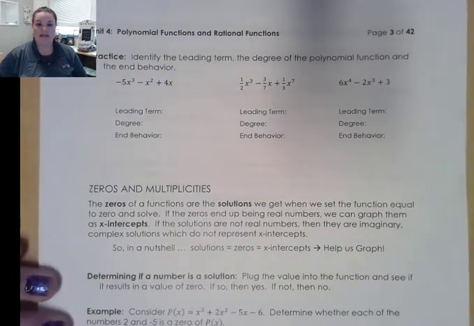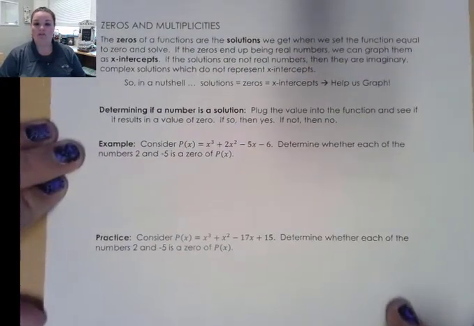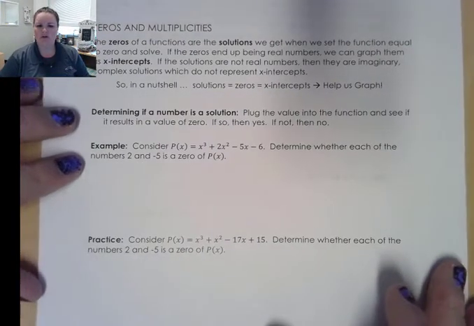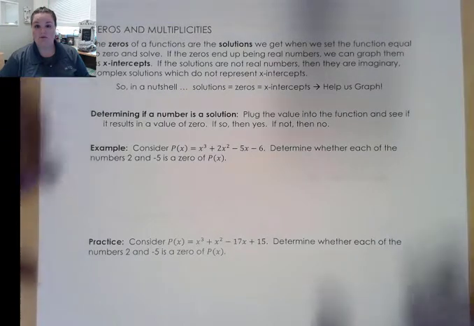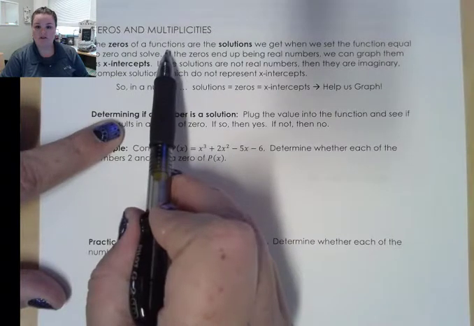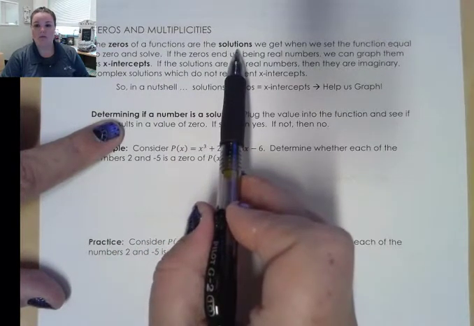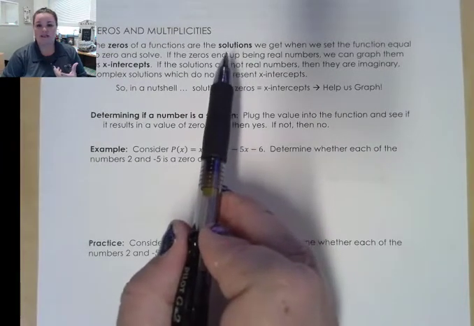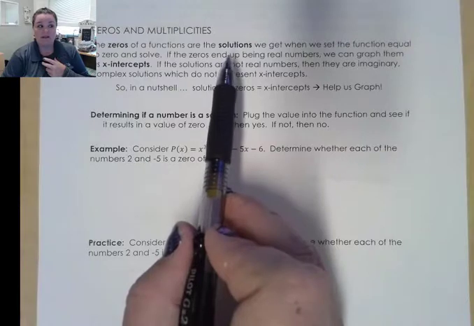Okay, so now that we know how to determine that end behavior, now we want to move on to our next step of graphing these higher order polynomials, which is to identify the zeros and their multiplicity. So before we get into that, I just kind of want to refresh you on what zeros of a polynomial are. Okay, the zeros of functions or polynomial functions are the solutions we get when we set it equal to 0 and solve.